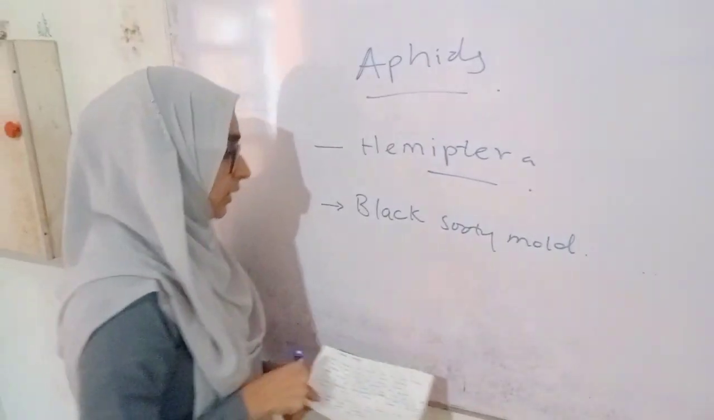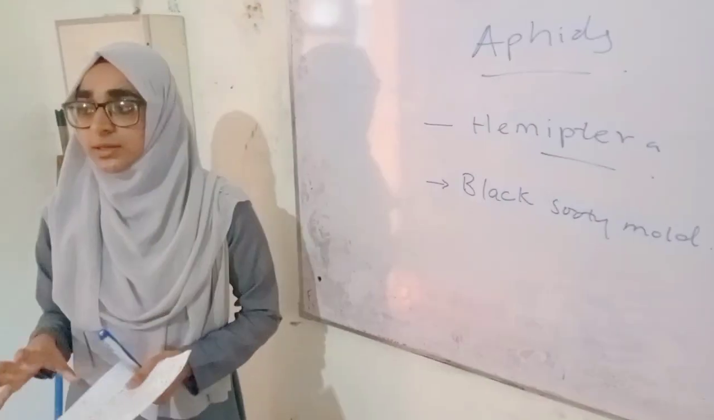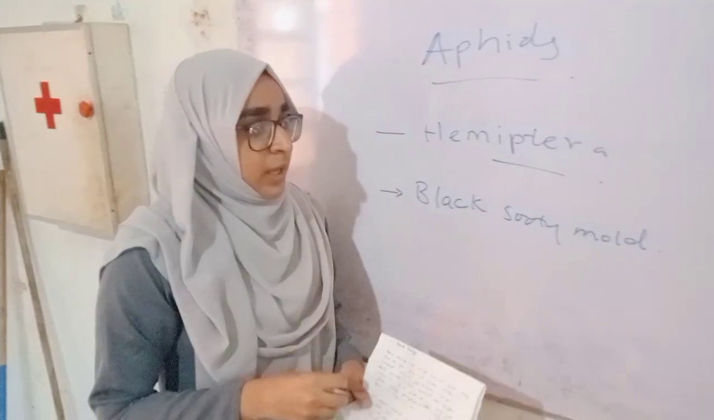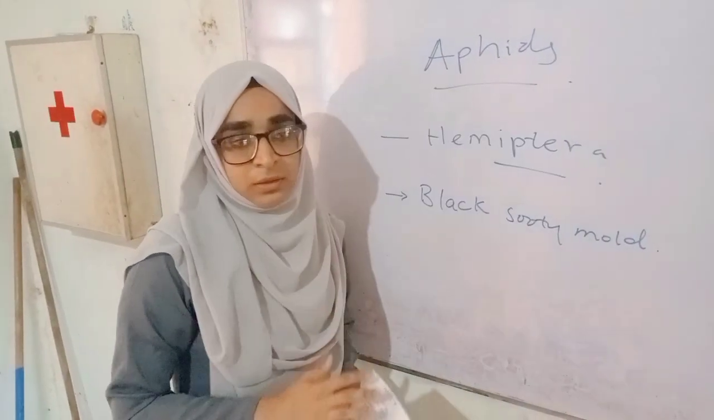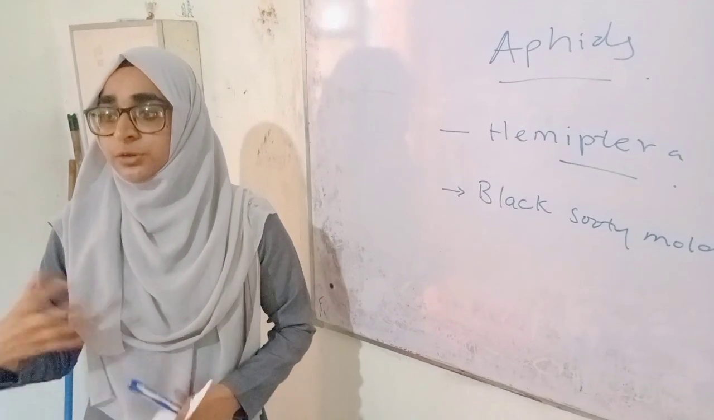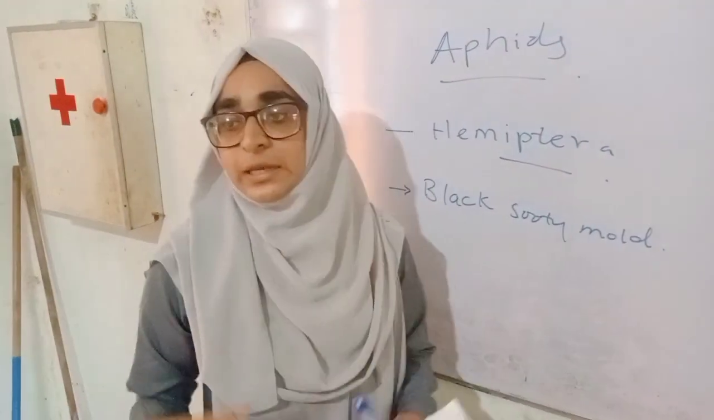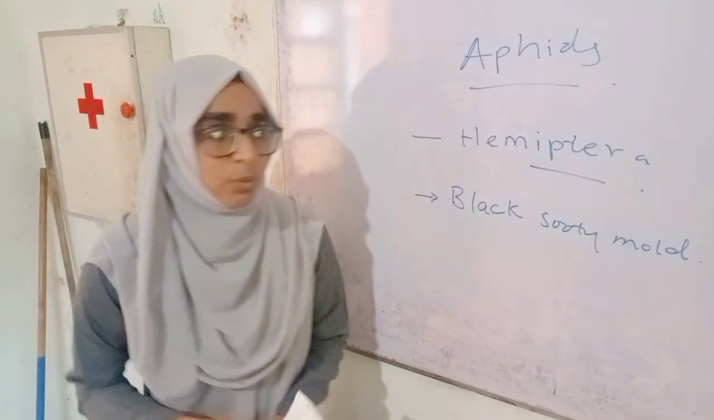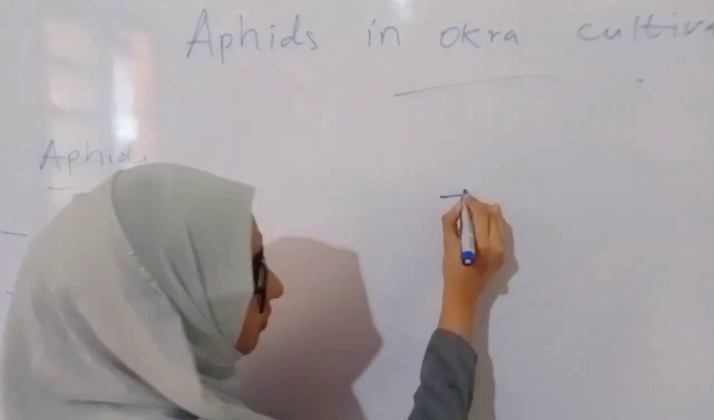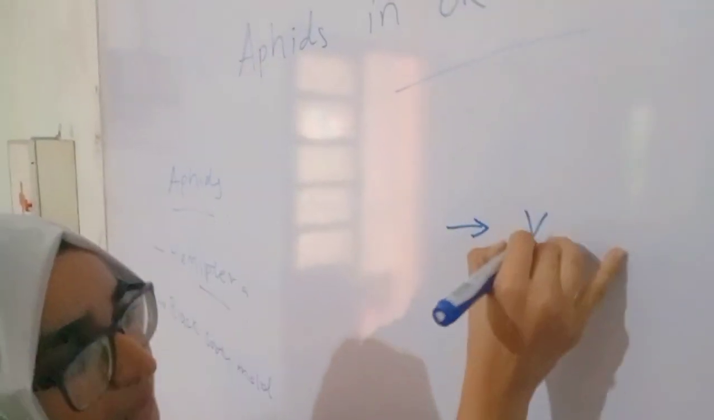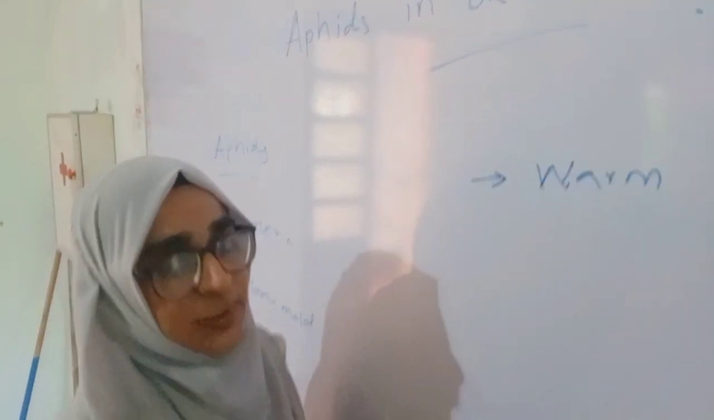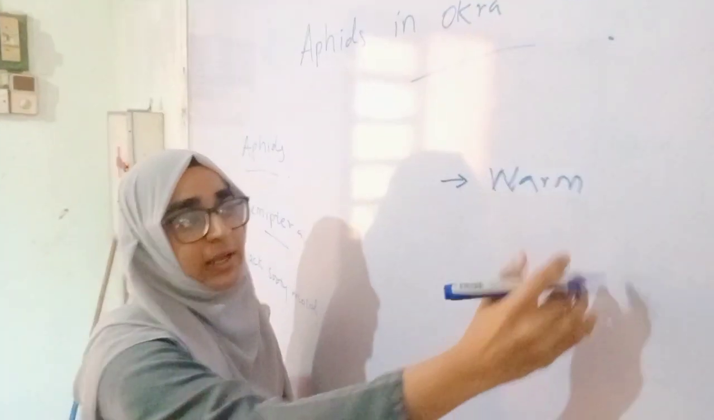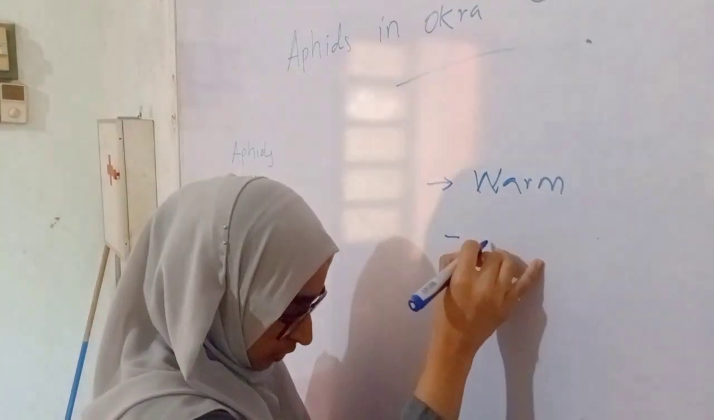And aphids can transmit various viral diseases to the okra plant. There are so many factors that contribute to the prevalence of aphids in okra cultivation. One is the warm temperature. When the temperature is warm in okra plants, these aphids will be prevalent, and also mild winter.